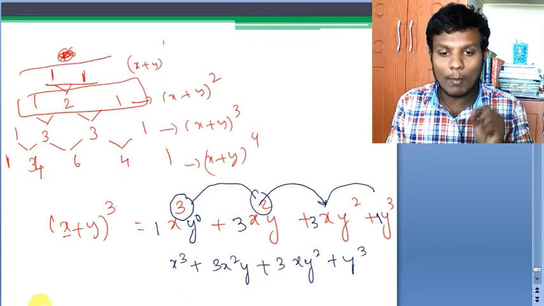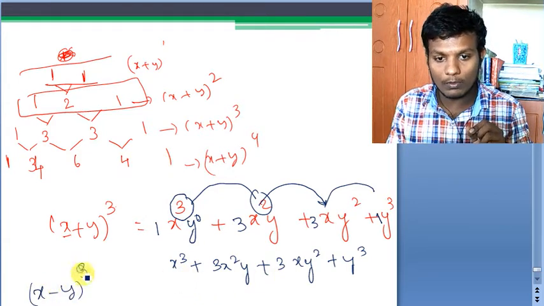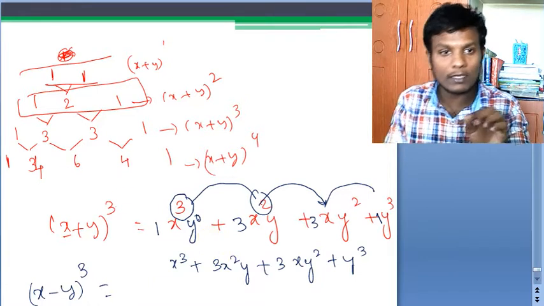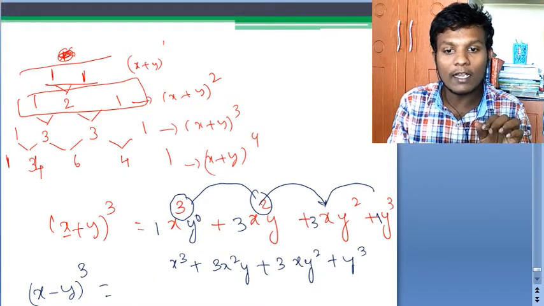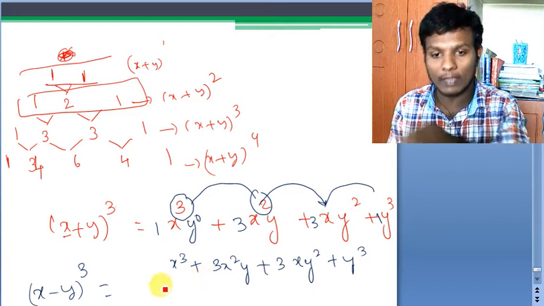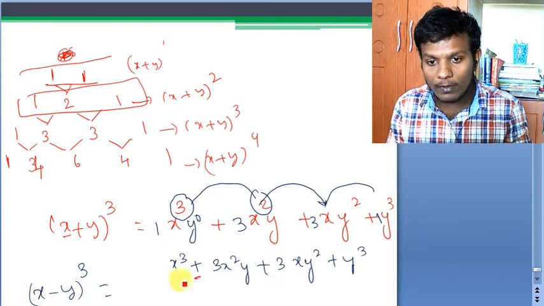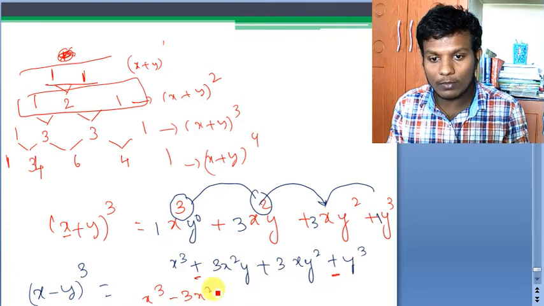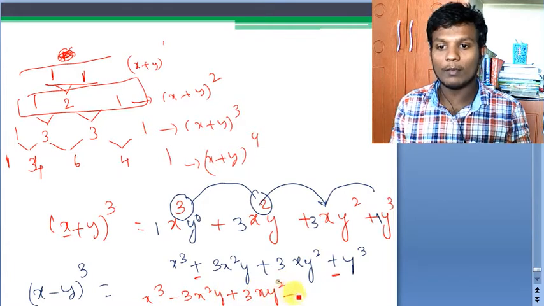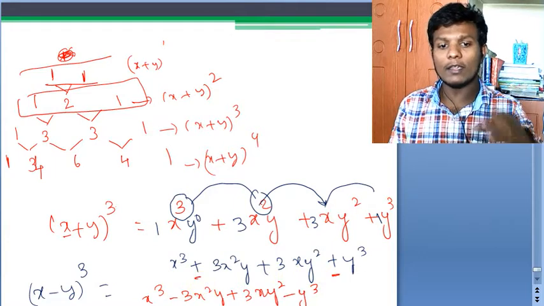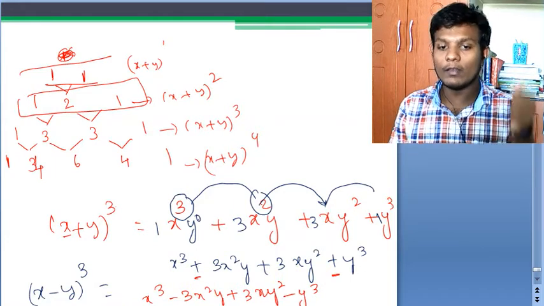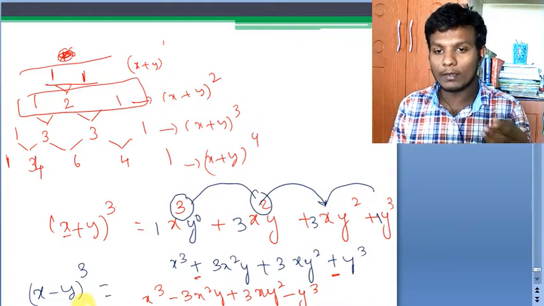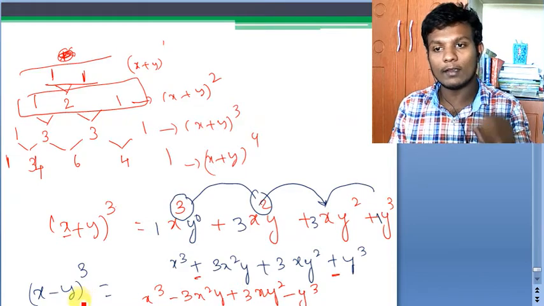Just keep them. Now I am asking you, what is x minus y whole cube? How to remember that? Simple. Just place minus in the same expansion wherever you see it, alternating the negative signs. That means here comes minus, so plus, minus, here comes minus. So it will be x cube minus 3x square y plus 3xy square minus y cube. So this is how this Pascal triangle will help us identify x plus y whole cube and x minus y whole cube. It's a very simple concept. If you remember that, from now onwards you can conveniently write any powers.